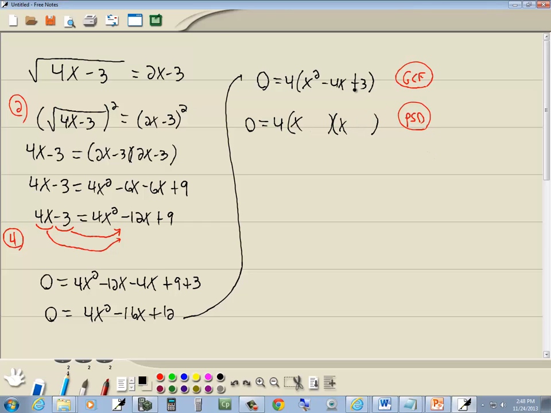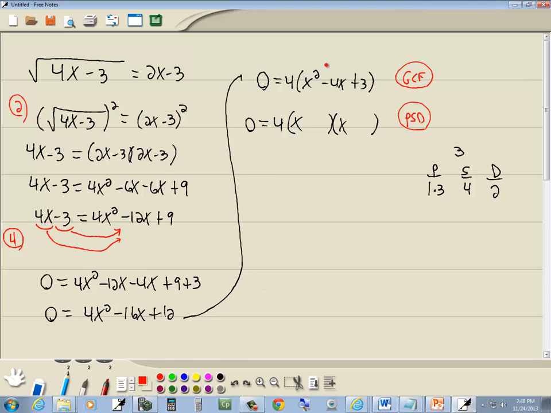Okay, let's look at the PSD method. We take the number at the end, which is 3, ignoring signs, and we're going to come up with 3 columns. The P column, we list all the products to give us 3. That'd be 1 times 3. The S column, we add these together. 1 plus 3 is 4. In the difference column, we subtract smaller from larger. 3 minus 1 is 2.